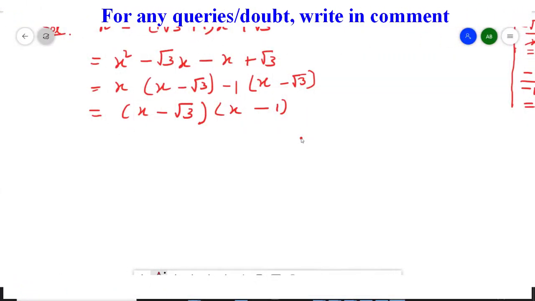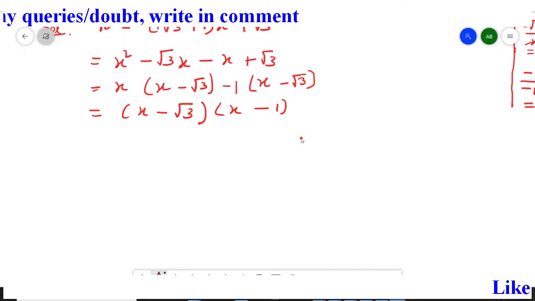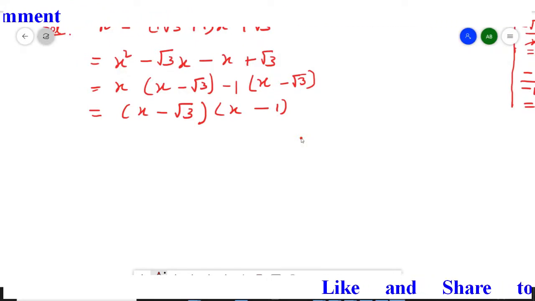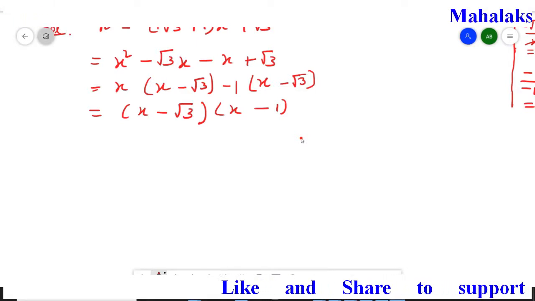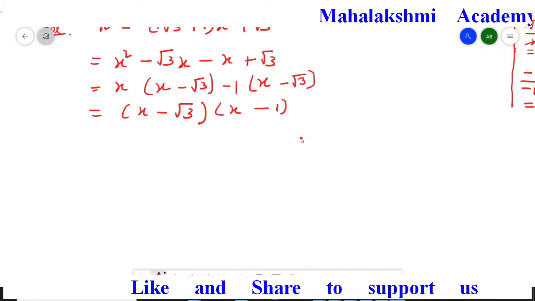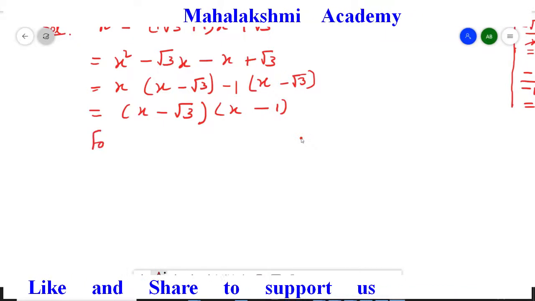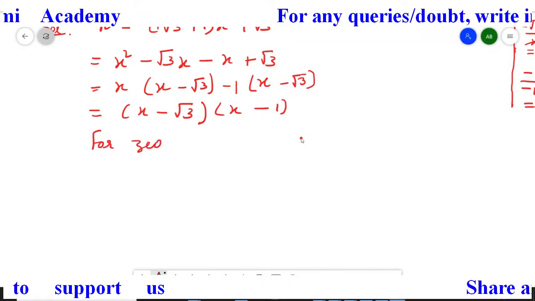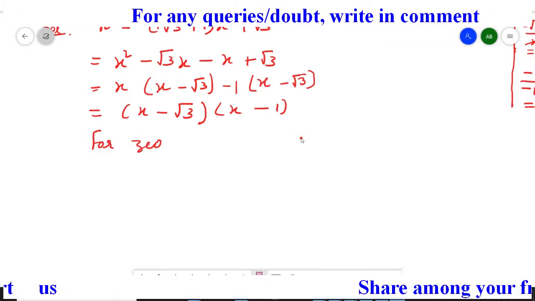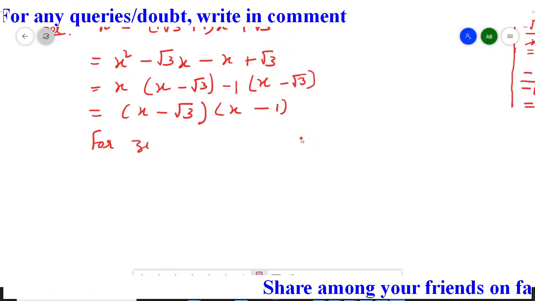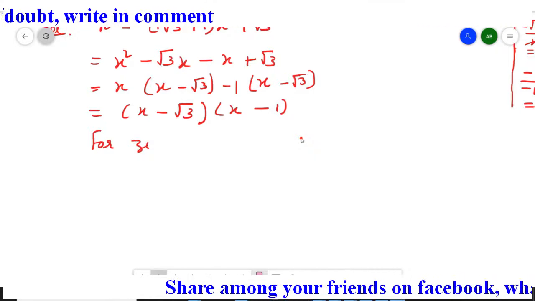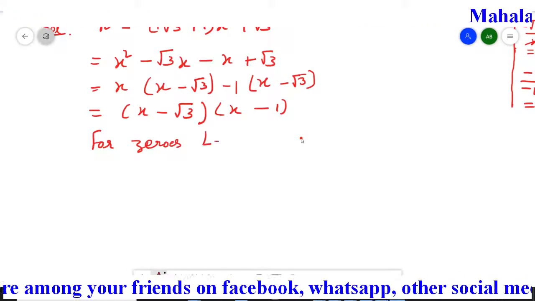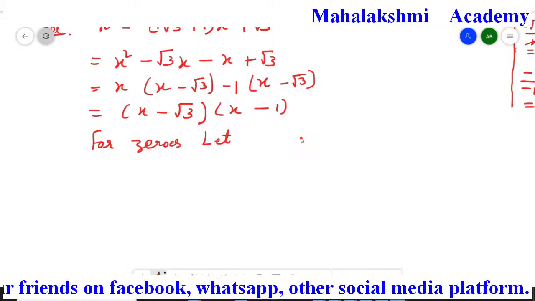So we had factorized the given polynomial. Now, to get the zeros, one by one this factor will be kept equal to 0. So we will write here the zeros.